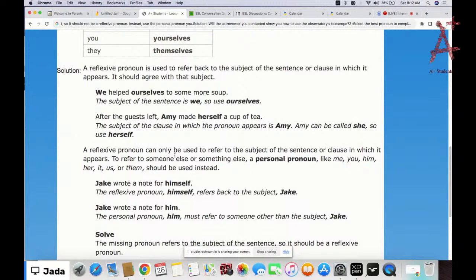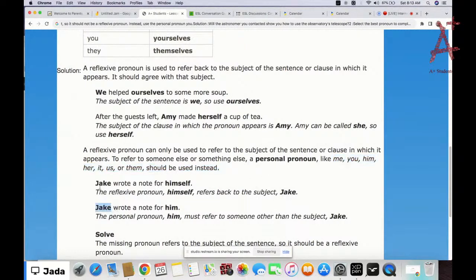So to refer to someone else or something else, a personal pronoun like me, you, him, her, it, us, or them should be used instead. So if you want to refer to someone other than the subject, you can use these instead of the reflexive pronouns himself, herself, like that.